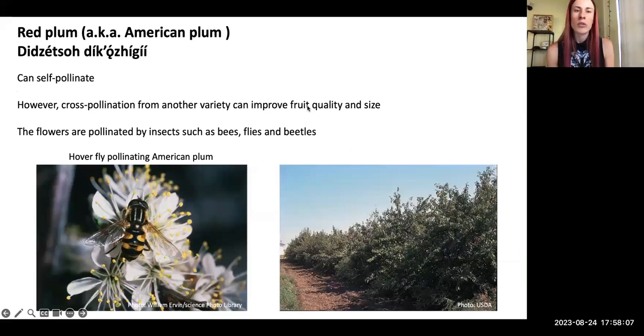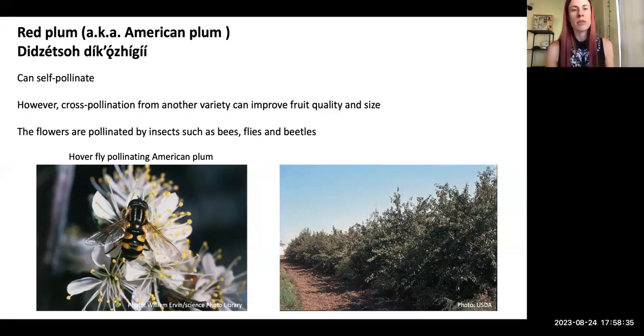Red plum, also known as, I knew it as American plum. So this plant is interesting because it can self-pollinate, but it's an example of having cross-pollination from other varieties, helping improve its fruit quality and size and just the health of the plant. So a lot of times I talk about pollination actually being an important component of integrated pest management. So these cultural methods of boosting the health of the ecosystem.